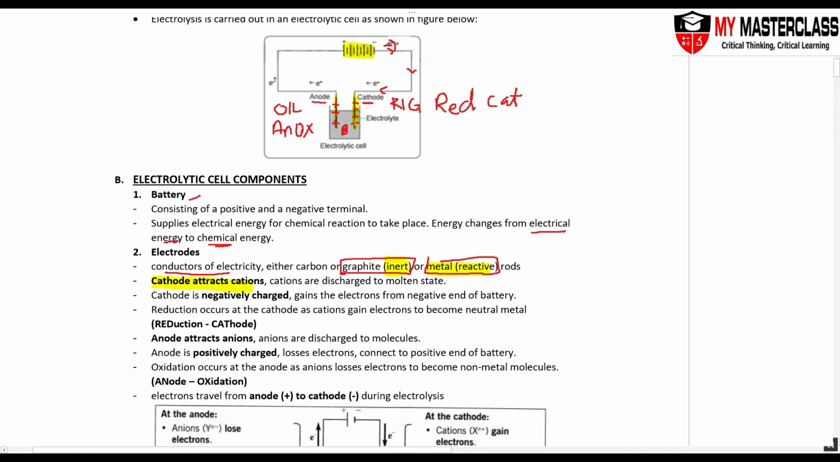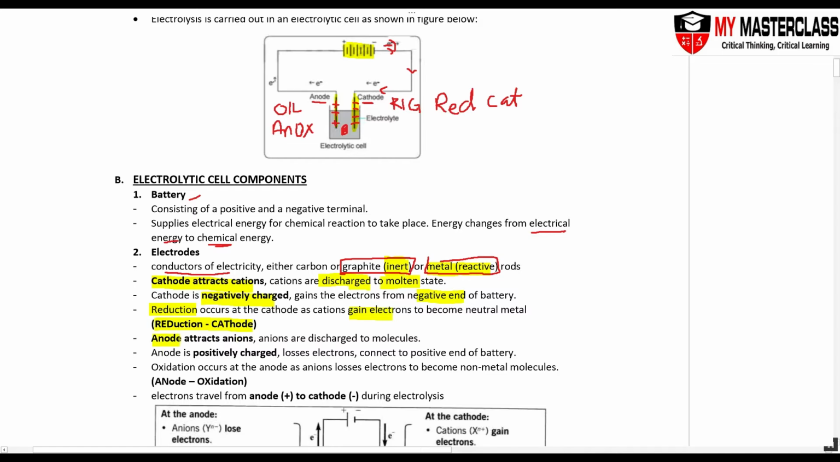The cathode attracts the cations. Because this plate is the negative plate, it attracts the cations. So cat attracts cat. Cations are discharged to molten state. What do we mean by discharge? It means these positive ions will form something that is molten. Later we will discuss this. The cathode is negatively charged as discussed. It gains electrons from the negative end of the battery, and reduction is gaining electrons. So it becomes neutral. So reduction and cathode, red cat.